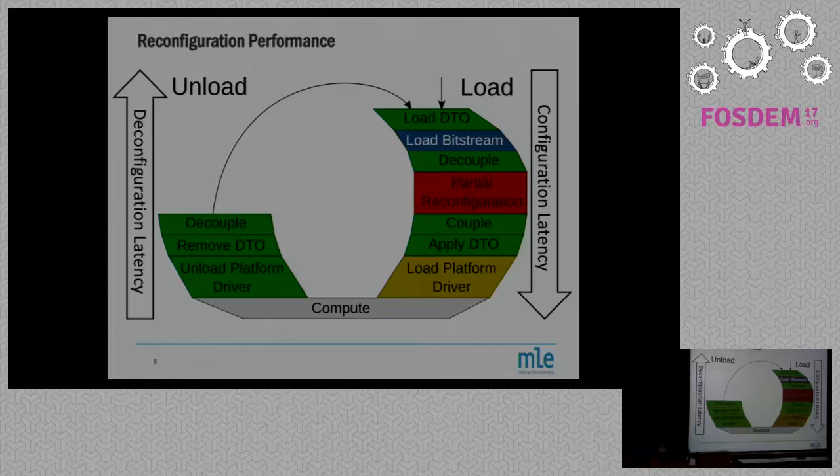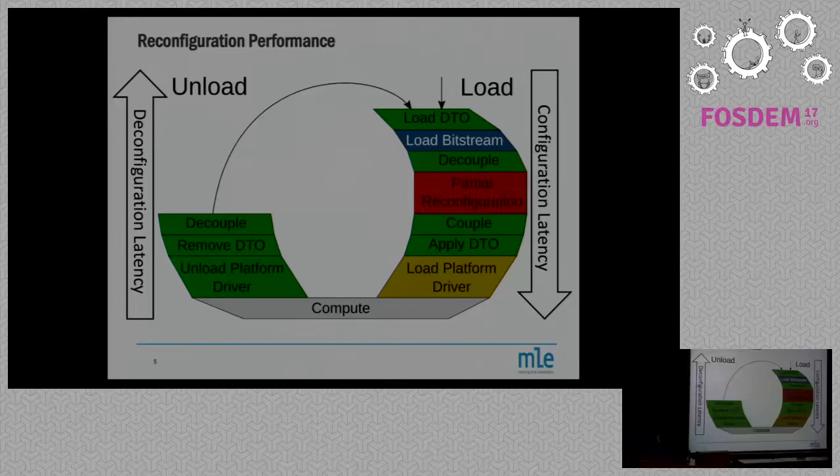So let's say the execution phase ends at some time. You have encrypted your file or whatever you have done. And then you go on. You want to reuse this region. You want to put another algorithm into the device. The platform driver is unloaded. The DTO, the device tree overlay, is removed from the currently present device tree. And the region is decoupled again from the system. So after this step, we are ready again, and the complete process can start all over again.